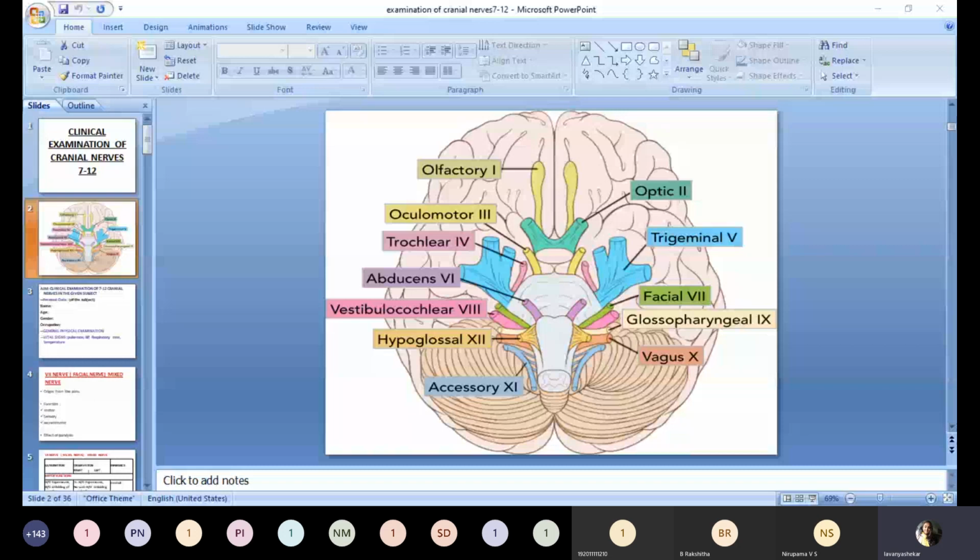Before you start the clinical examination of the cranial nerves, first you will be writing your aim. The aim of the experiment is clinical examination of cranial nerves 7 to 12 in the given subject. Before you start with any examination, see to it that you take consent from the subject that you are going to examine. Then you collect the personal data of the subject: name, age, gender, occupation.